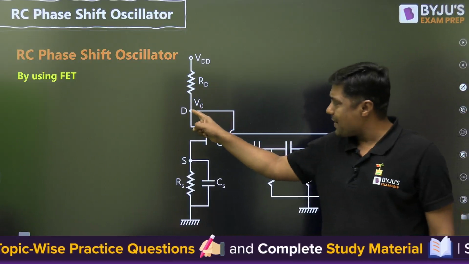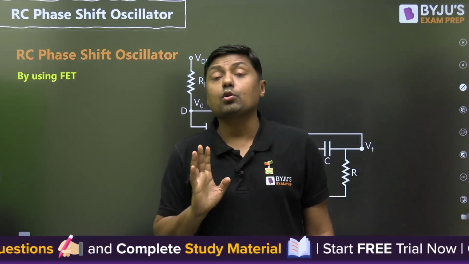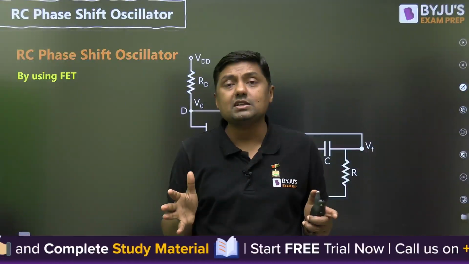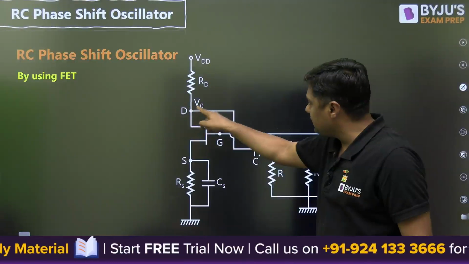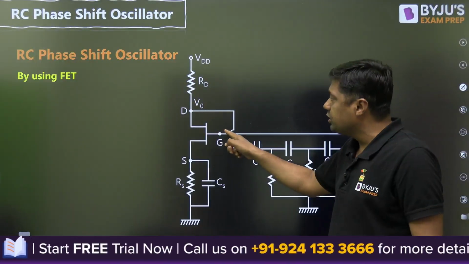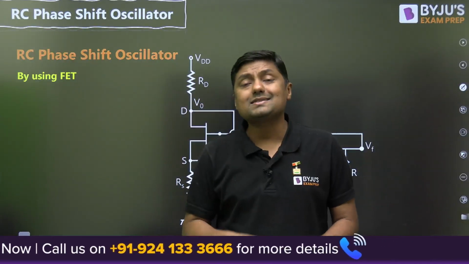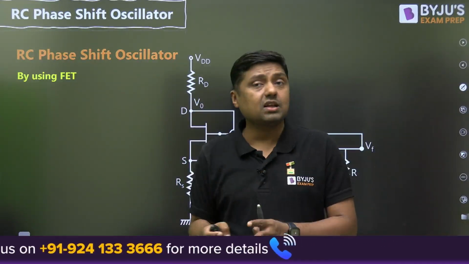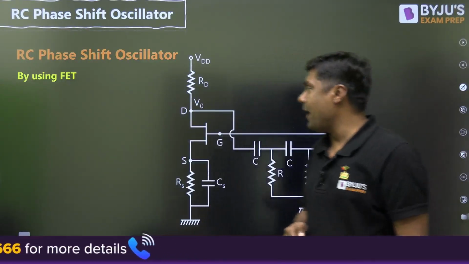Remember, here we are sampling the voltage, we are mixing the voltage because it is a voltage control device. And that's why the feedback mechanism is voltage series feedback. It is a basic amplifier. Similarly, in case of operational amplifier, we are sampling the voltage, we are mixing the voltage. That's why the feedback mechanism is voltage series feedback.